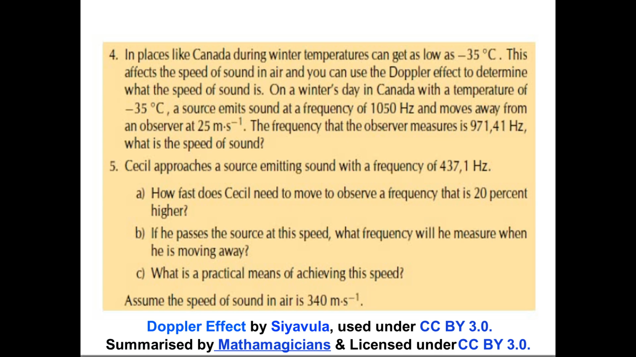Alright, question 5 reads: Cecil approaches a source emitting sound with a frequency of 431.1 hertz. Question 5a asks, how fast does Cecil need to move in order to observe a frequency that is 20% higher? Okay, so this is how we're going to approach question 5a.